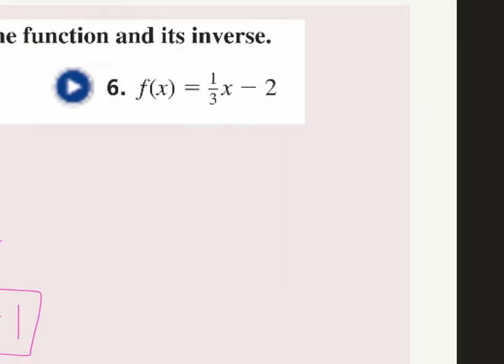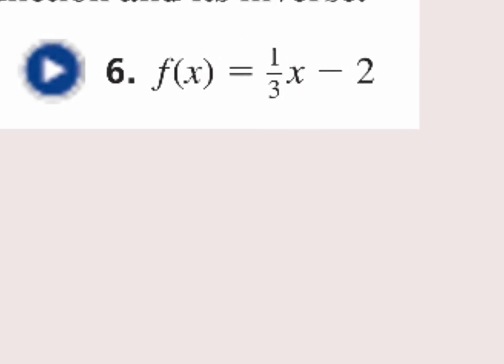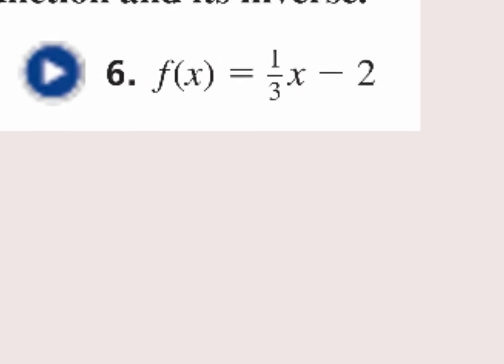So since we have y all by itself, this is our inverse. All right, number 6. What do we do first? Switch them. So this is y. Just switch our x and y. So we have x is equal to 1/3 y minus 2.